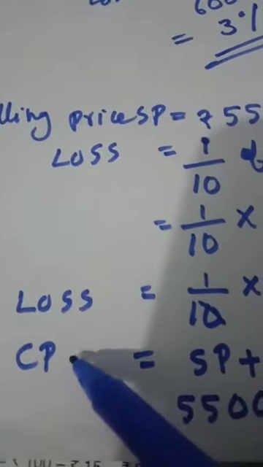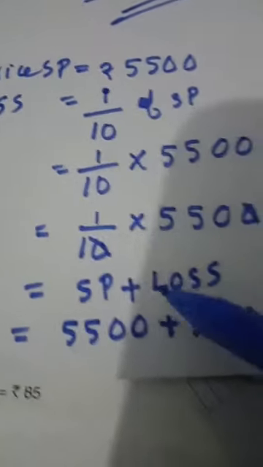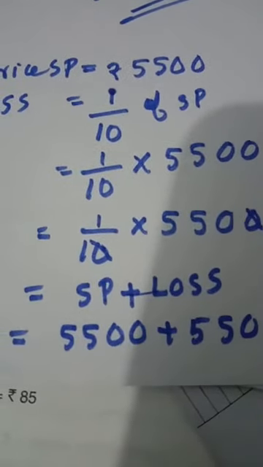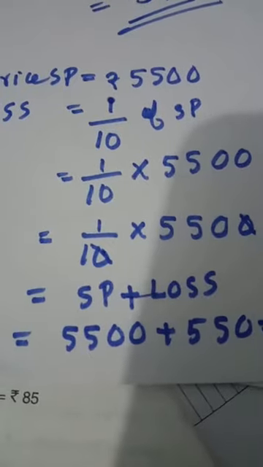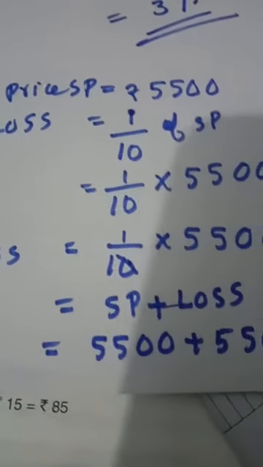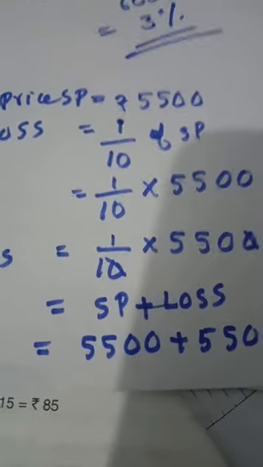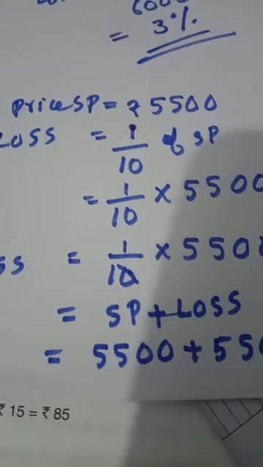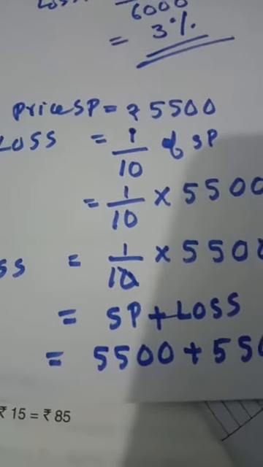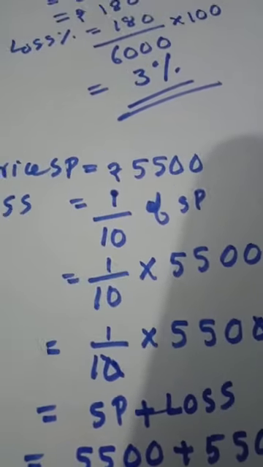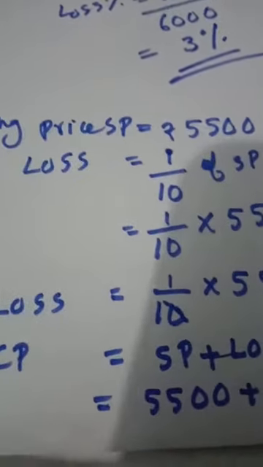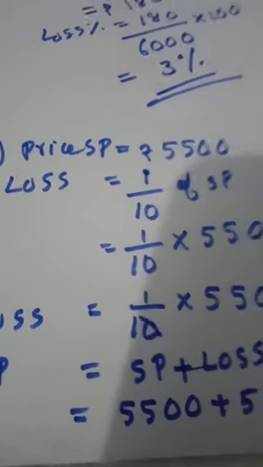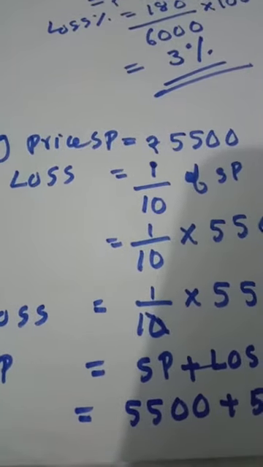So how to find CP? CP is greater. To get the greater quantity, we add SP plus loss. To get CP, SP plus loss. Don't memorize this, just think. CP means cost price, SP means selling price, and here loss. Loss means SP is smaller.